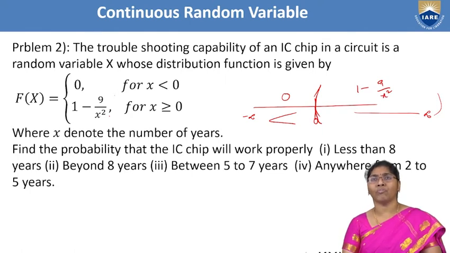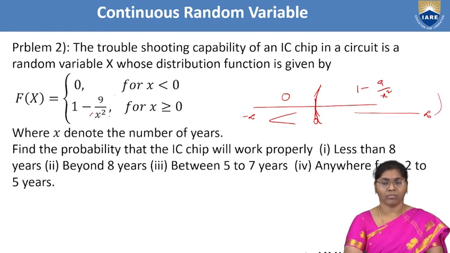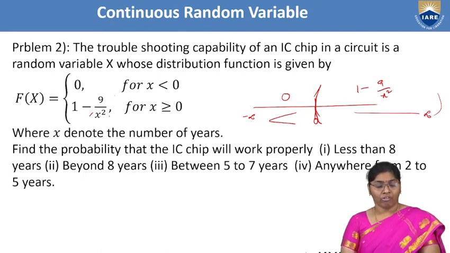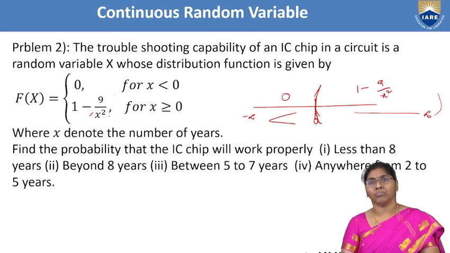Above 0 and above, the function is 1 minus 9 by x square, where x denotes the number of years. Here x is indicated by the number of years. The IC chip circuit, how many years it works, we are calculating that only. Find the probability that the IC chip will work properly. How many years is the IC chip properly working?